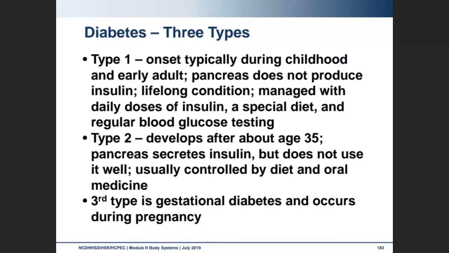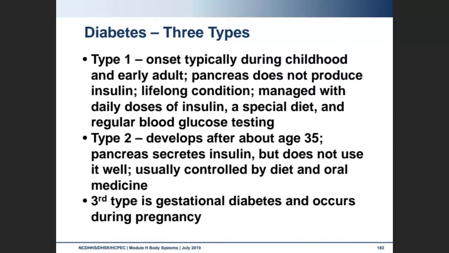Type 2 diabetes typically develops after the age of 35. This is when our pancreas secretes insulin, but it doesn't know how to use it well. Type 2 diabetes develops slowly, and it's usually controlled by diet and oral medicine, but some people will need to go on insulin as well. The third type of diabetes is gestational diabetes. This is unique to pregnancy. So gestational diabetes occurs during pregnancy, and once pregnancy is over, the diabetes can resolve, but sometimes it can also develop into type 2 diabetes.